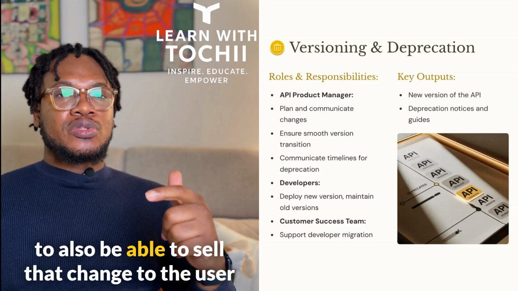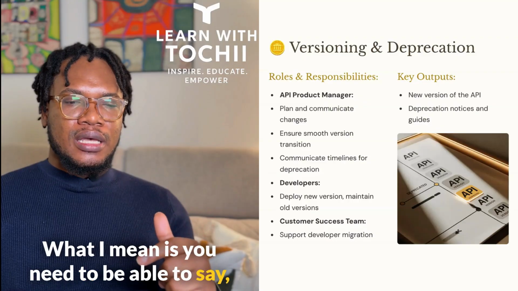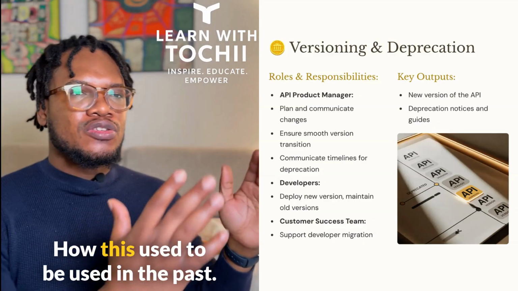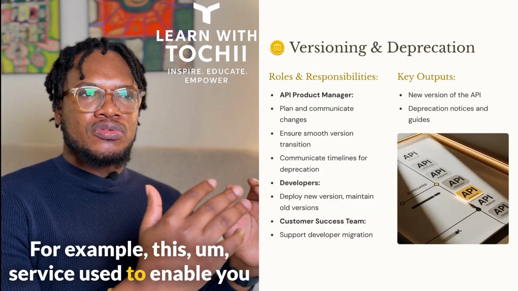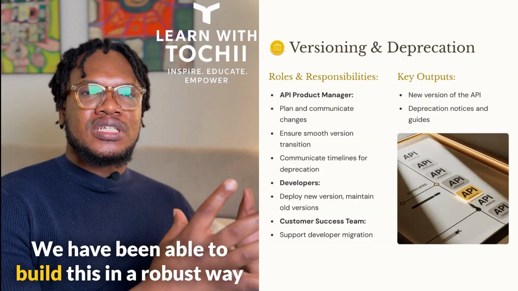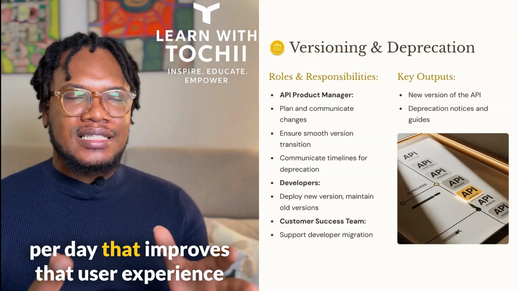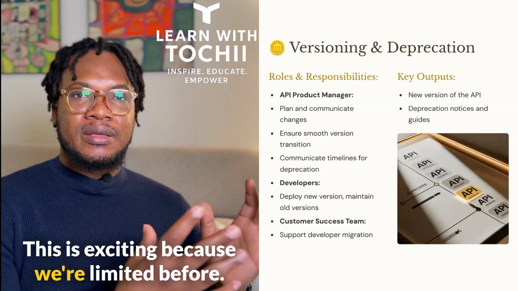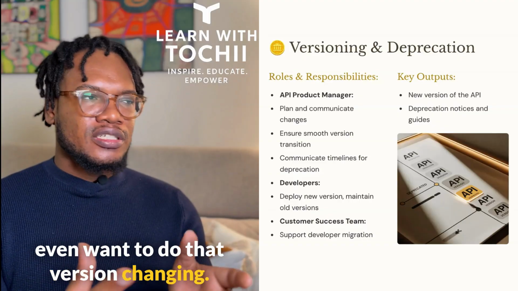You also need to be able to sell that change to the user. By selling that change, what I mean is you need to be able to say, well, based off of how this used to be used in the past, for example, this service used to enable you to make 240 calls per day. We have been able to build this in a robust way whereby you can now make an infinity of calls per day. That improves the user experience and tells them, well, this is exciting because we were limited before, now we're unlimited. And it makes them even want to do that version change.